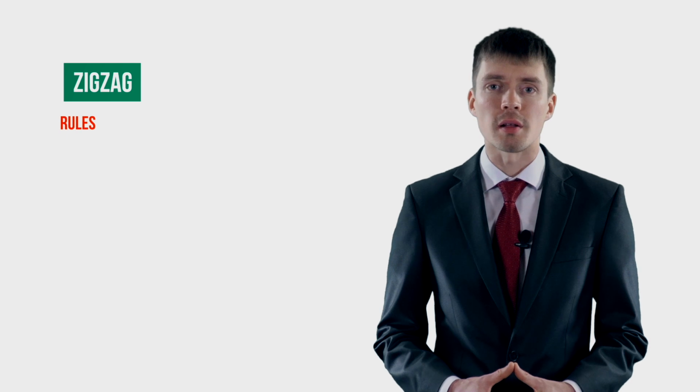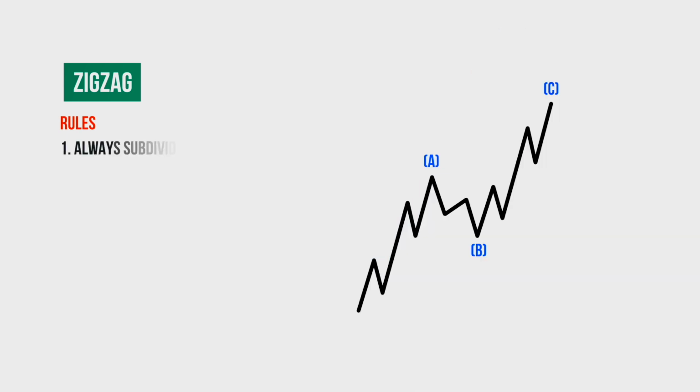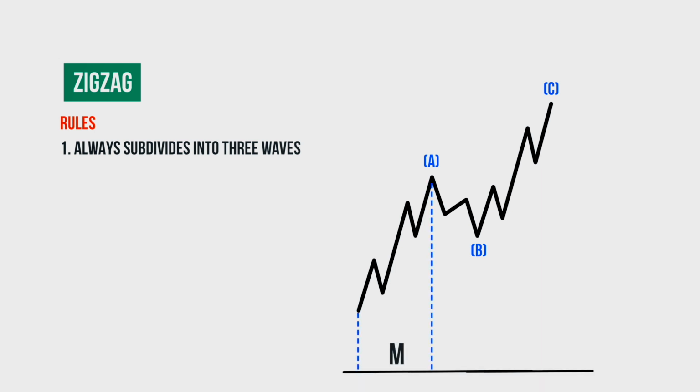So let's start. For a start, we write the rule. Rule number 1. The zigzag always consists of three waves and is denoted by letters A, B, and C. I want to note that in wave analysis, all corrective waves are denoted by letters, and all the motive waves, as you already know, are denoted by numbers. Next, wave A of the zigzag develops in the motive mode and usually takes the form of an impulse. Sometimes it can take the form of a leading diagonal.